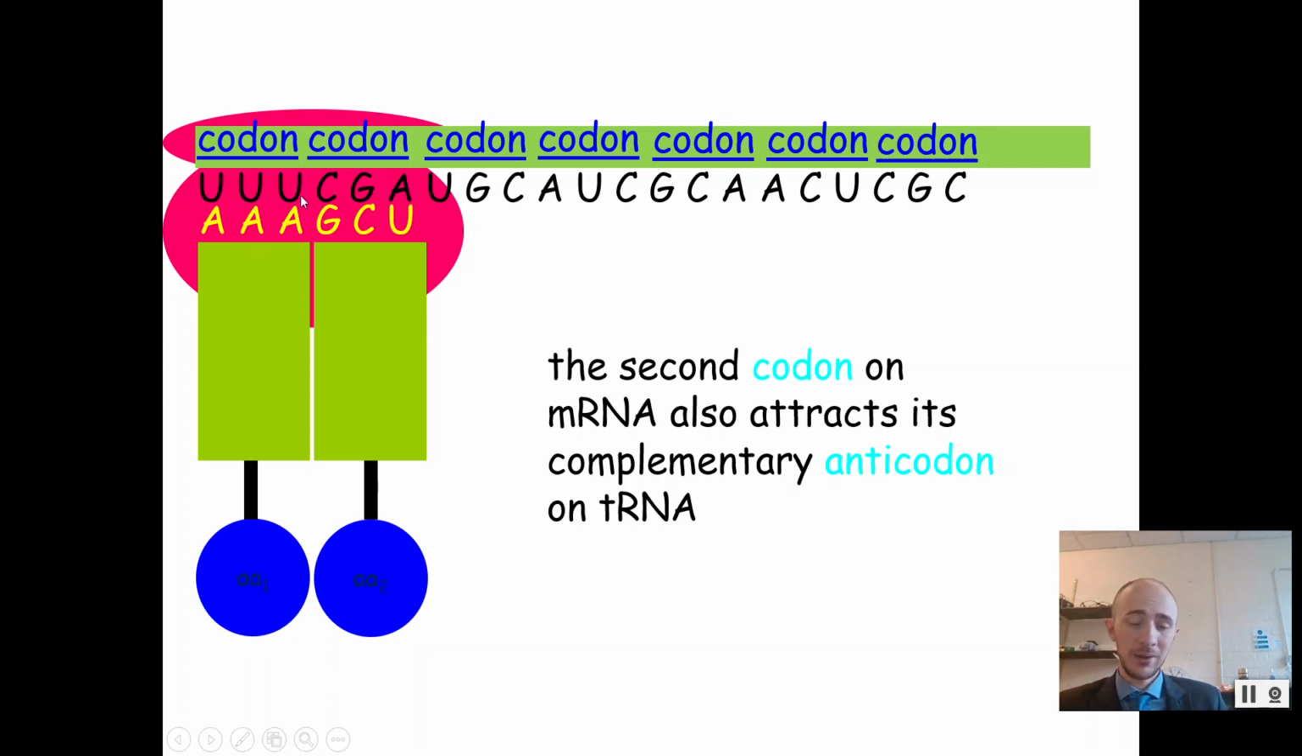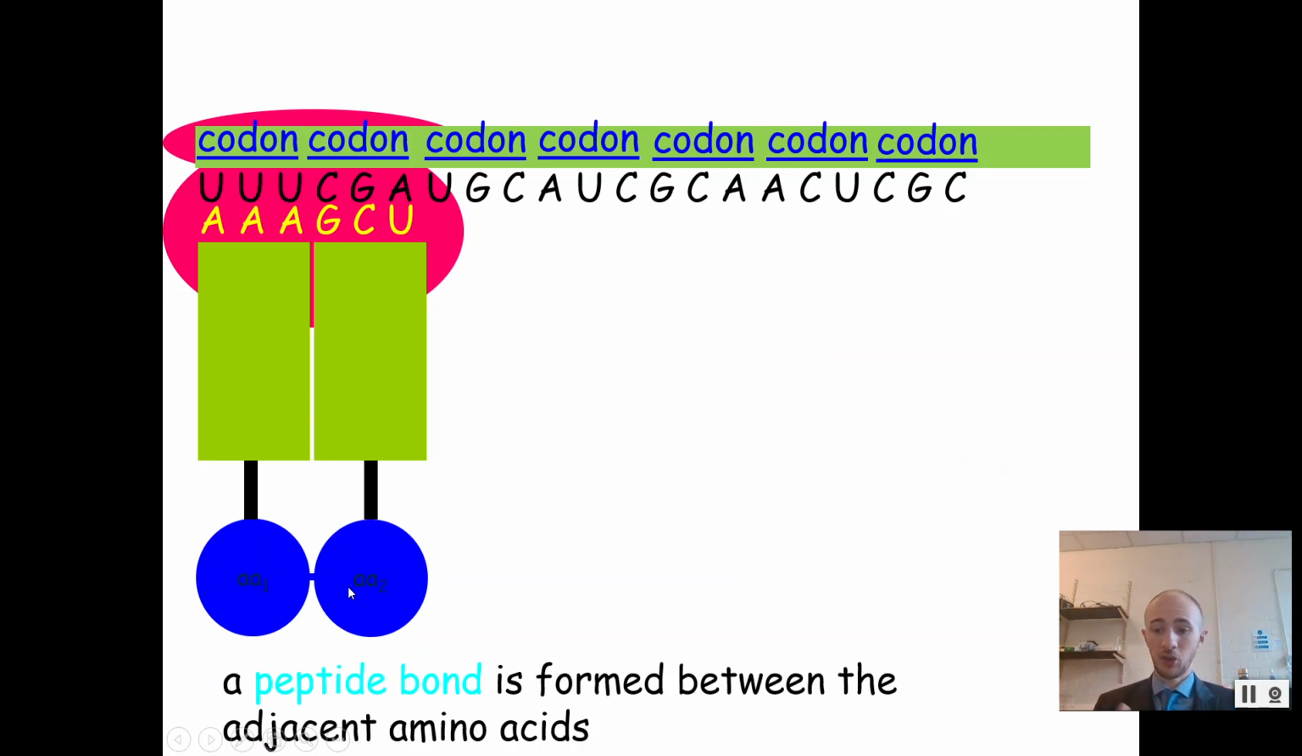Sorry, TTT of course. Remember we said that would code for phenylalanine, so this would be phenylalanine. I don't know off the top of my head, I've never needed to memorize them since university, but CGA will code for a different amino acid. So GCU, this anticodon, will be a different amino acid. The amino acid that's attached is based on the anticodon. Now, in a minute, the ribosome is going to move along. And if you're not careful, the tRNA will just drop off, taking its amino acid with it. So we need to bind this amino acid onto the other amino acid. So we form a little peptide bond.